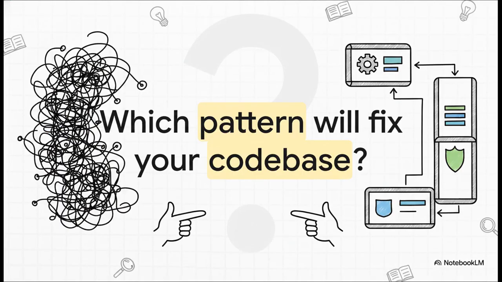So, as we wrap up this explainer, I have a question to leave you with. Which of these patterns is going to finally fix your tangled codebase? More importantly, are you going to keep letting tight coupling push back your deadlines, or are you going to start drawing some intentional boundaries today? I challenge you to take this toolkit back to your desk and start untangling things.